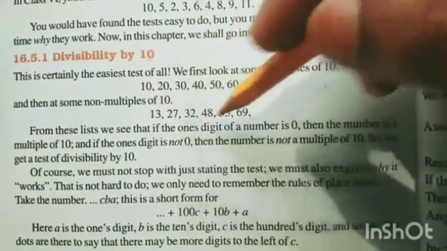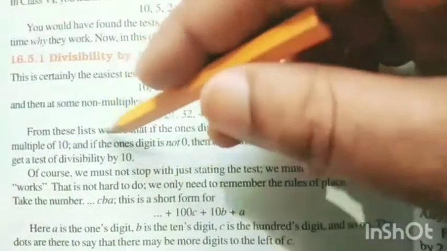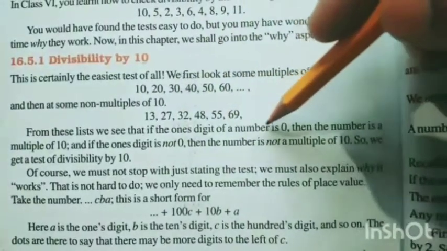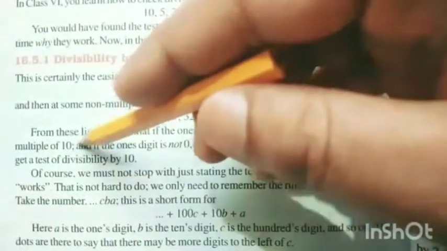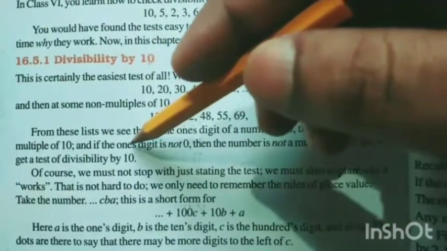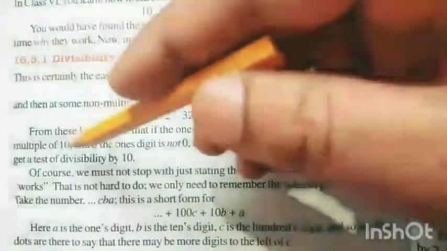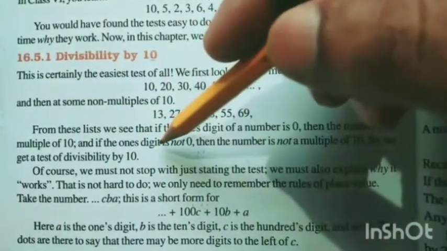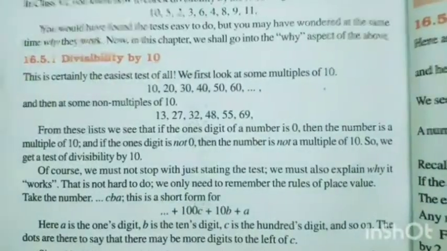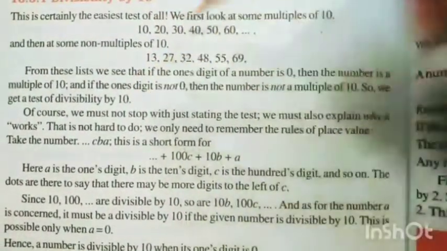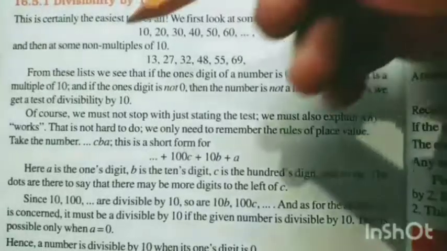So you can see here written, if the ones digit of a number is 0, then the number is a multiple of 10, and if the ones digit is not 0, then the number is not a multiple of 10. So we get a test of divisibility by 10. In this way we got the divisibility test by 10.